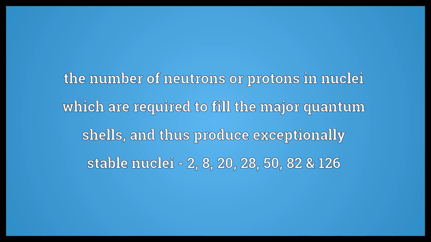Magic number. The number of neutrons or protons in nuclei which are required to fill the major quantum shells and thus produce exceptionally stable nuclei: 2, 8, 20, 28, 50, 82, and 126.